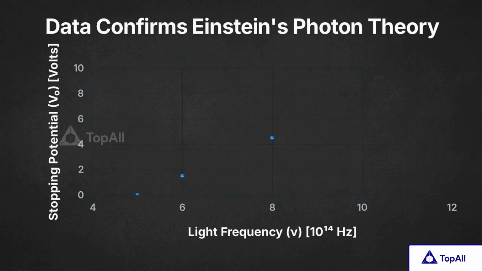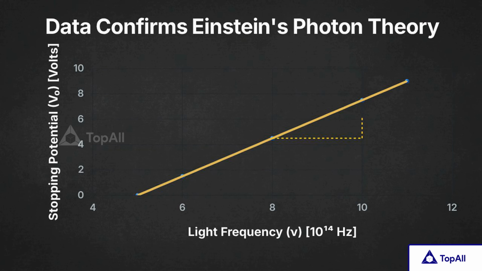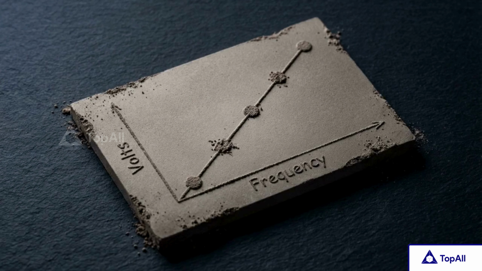Millikan painstakingly measured data across different frequencies for several metals, plotting the results to see if they would deviate from Einstein's prediction. If the data points curved, the photon theory would be proved wrong. Instead, the data points formed a straight line. The slope of this line matched Planck's constant divided by the electron charge, providing exact confirmation of Einstein's equation. Millikan's attempt to disprove the photon hypothesis resulted in its definitive experimental proof.